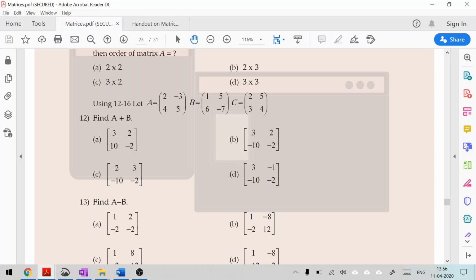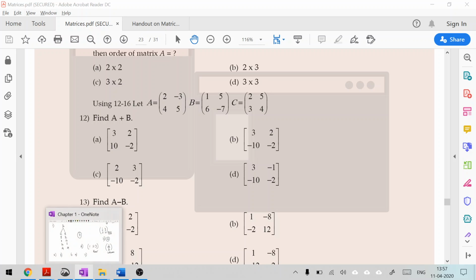So come to 12th question. You want to find A plus B. Now when can we find A plus B? We can find A plus B only when your matrix A and your matrix B both have the same order. So check, do they have the same order? A is a 2 by 2, B is also a 2 by 2. So they can be added. Okay. So how do we add it? Okay, be very careful. We have to add it element by element.